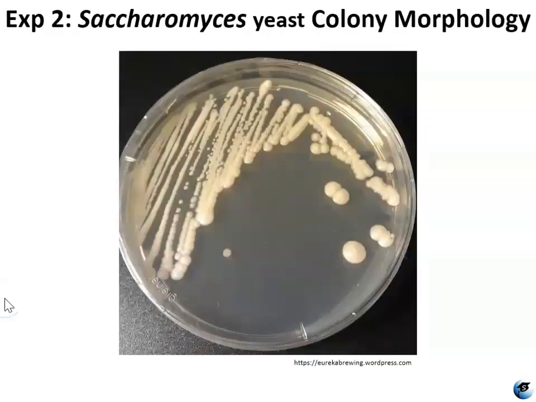This is an example of what a Saccharomyces yeast should look like if it's a pure culture. It's got a nice off-white color to it. It's raised. It's pretty large. It's shiny, and shiny is a technical term. Shiny means that it reflects light, whereas dull means that it doesn't reflect light.